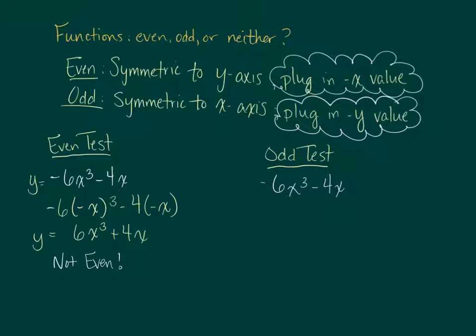And for the odd test, it's the exact opposite. If it's odd, it'll be symmetric to the x-axis, so you plug in a negative y value. So for this one, it's a little easier since we have y equals -6x cubed minus 4x. You would just put in negative y. And it obviously is not symmetric to it at all, so it's not odd. So since it's not even or not odd, it's obviously neither.